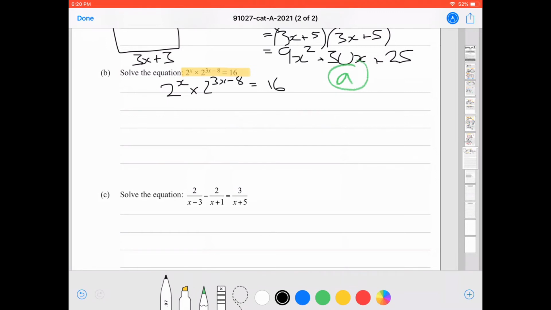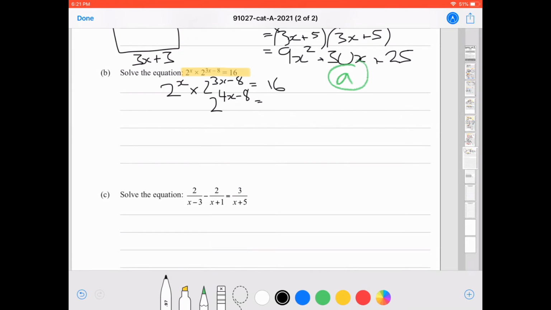We have to employ our basically our base rules, our indices rules, whatever you want to call it. Looking at our left-hand side, if we're multiplying two numbers of the same base, that means we add the powers which they're raised to. So it's going to be 2 to the power of x plus 3x minus 8, so 4x minus 8.